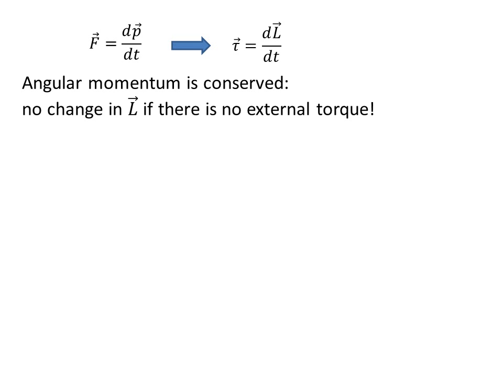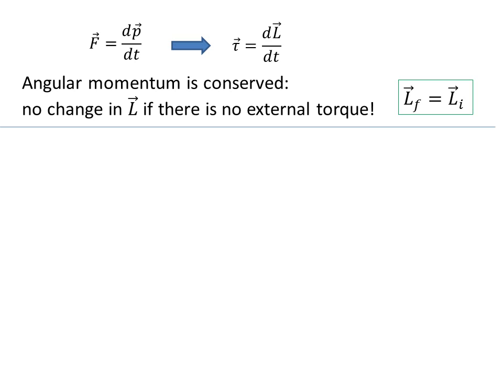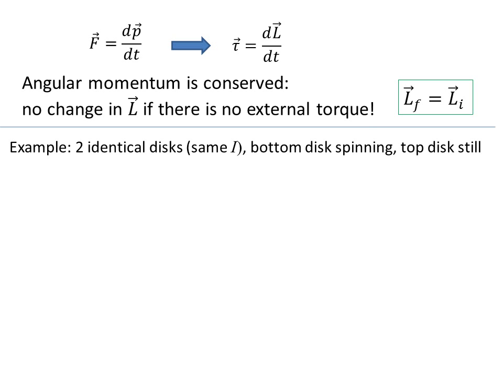So angular momentum is conserved, just like linear momentum is conserved, since there will be no change in the angular momentum if there is no external torque. So if no torque acts on the system, L does not change. So L final, the final angular momentum, will be equal to the initial angular momentum if no external torques act on a system. Let's take a look at an example.